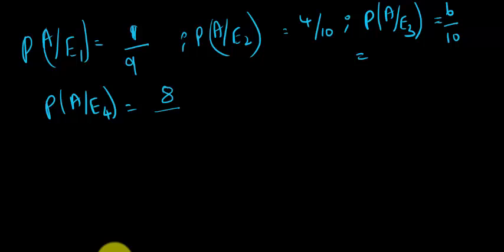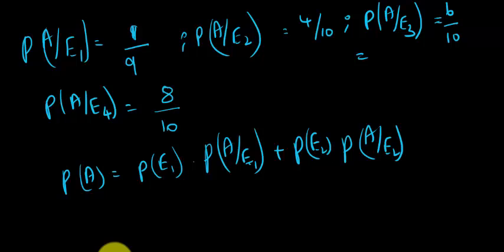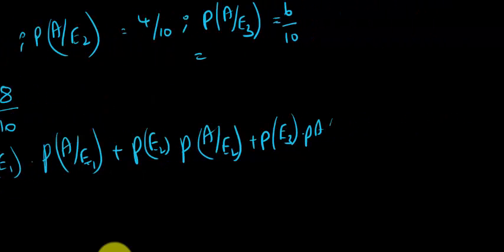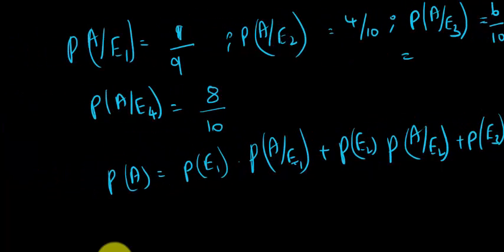Okay, 8 by 10. So probability of picking a red ball is simply equal to probability of first ball being picked into probability of A given that the first bag has been picked. Then probability of E2 into probability of A again given that the second bag has been picked, plus probability of E3 into probability of A, I'm just going to scroll to the right, given that E3 has been picked, and then I have probability of E4 into probability of A given that E4 has been picked. Okay, perfect. Now what is the probability of E1?